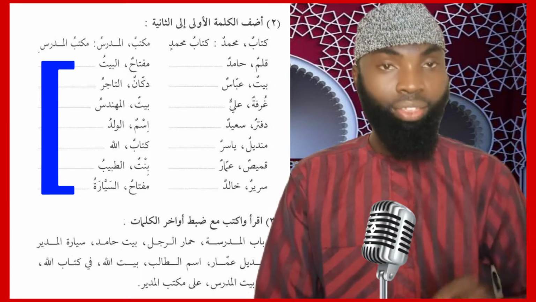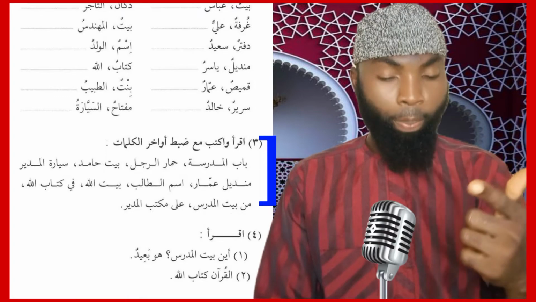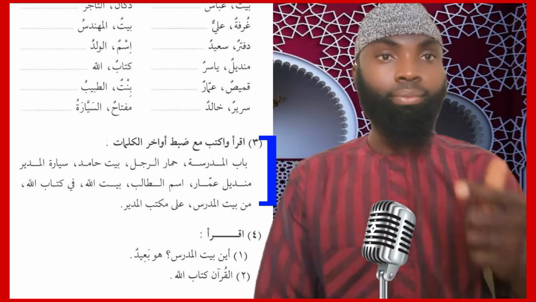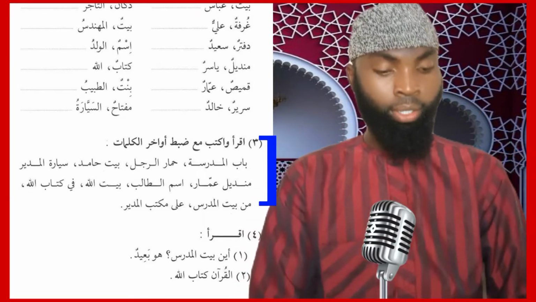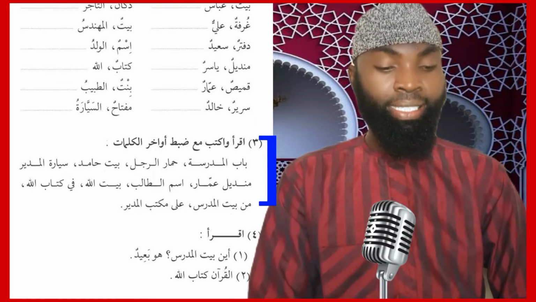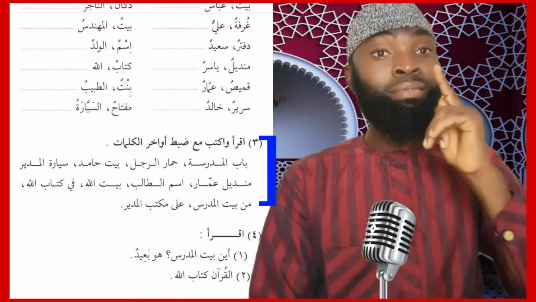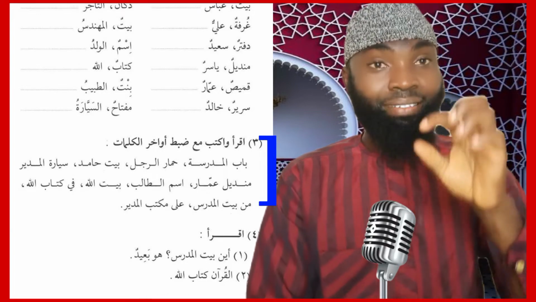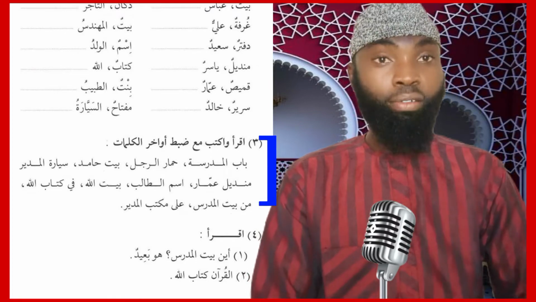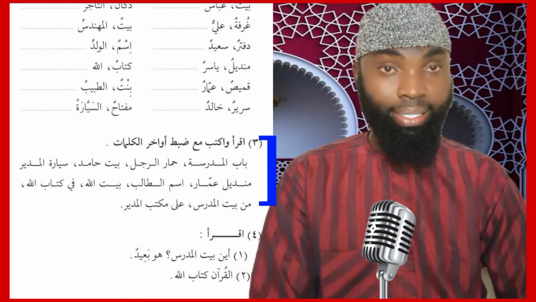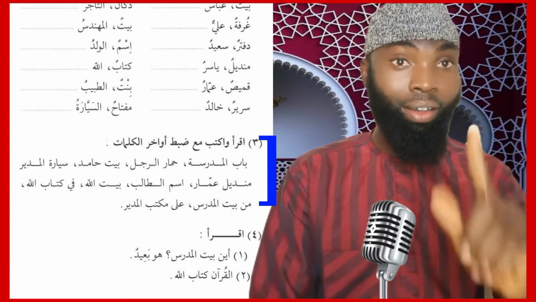Let's move on to at-tamrin al-thalis, exercise number 3. The instruction says Iqra waktub ma'a dabti awakhir al-kalimat. Read and write plus recording the words ending. We're going to read all of these words and these phrases, and we should try to record the ending of each of the words seen under here.